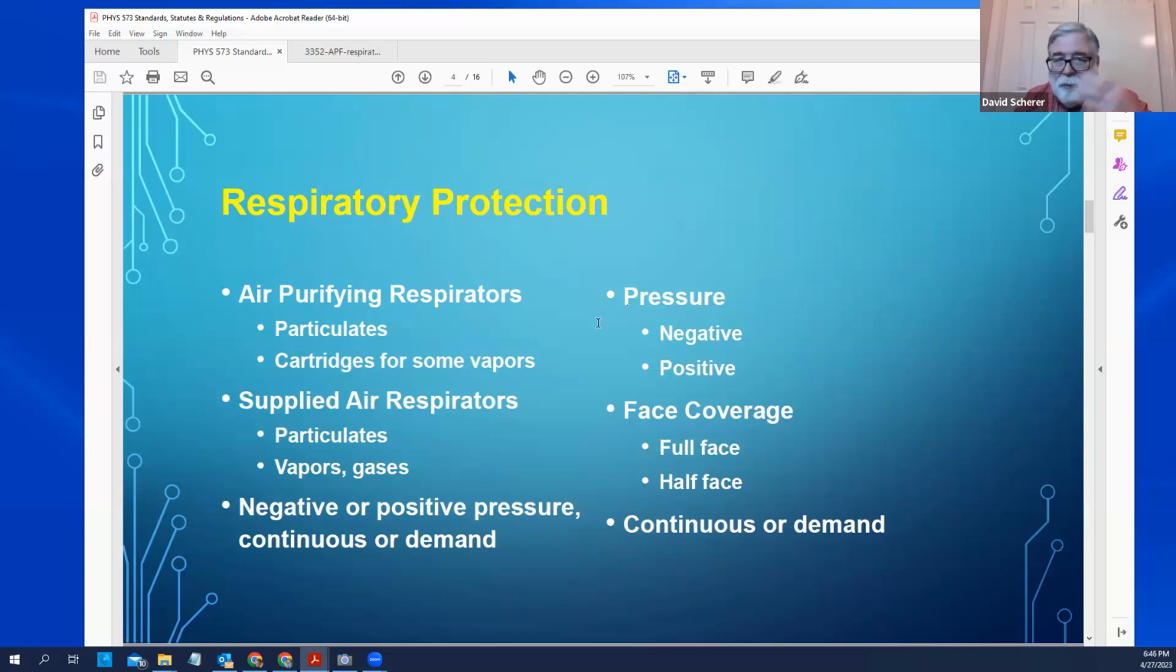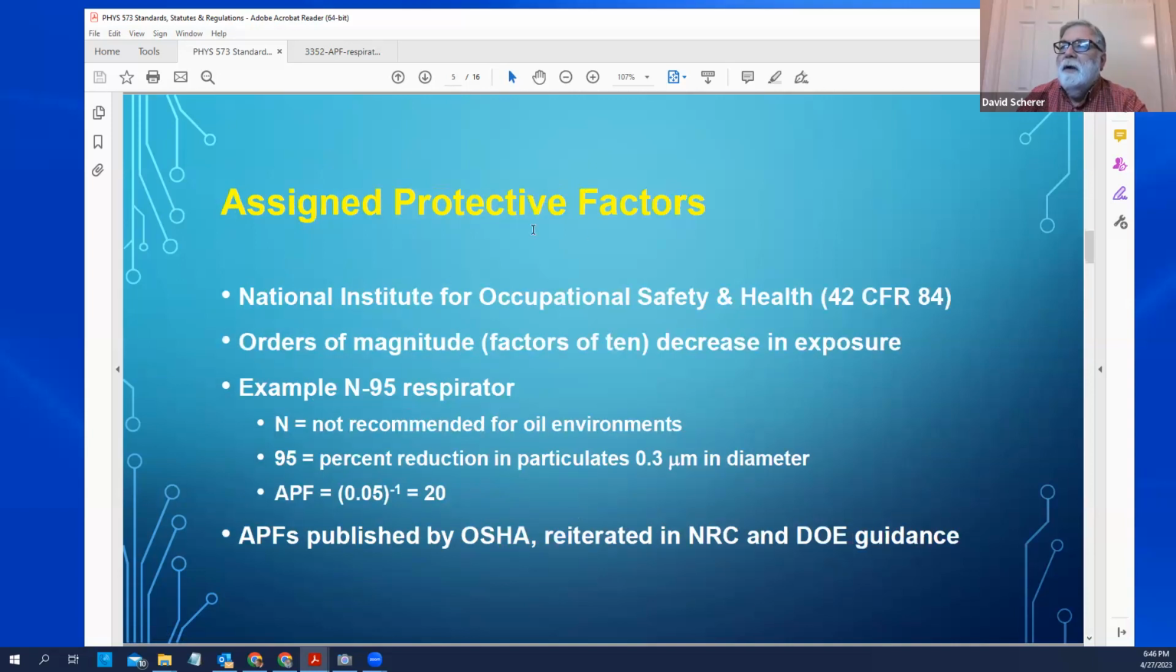The masks associated with the respirators can either be full face, covering the entire facial area, or just half face, just the breathing zone, and they have different effects. Okay, so that's respiratory protection. Now, for each kind of respirator, there's an assigned protective factor. This is effectively how much of the material is removed, what ratio of the material is outside the respirator compared to what's inside the respirator.